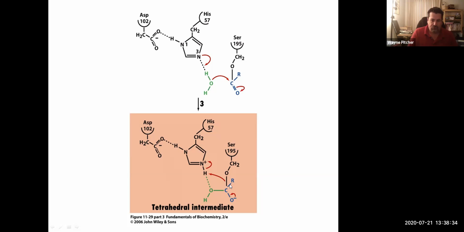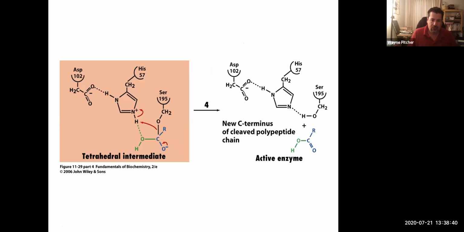Now, these red arrows show the final step, and that is the loss of the other half of the cleaved protein, and this part was from the old protein that we started with. We'll regenerate our serine, and so our enzyme's back to what it was. It's a catalyst. It's neither consumed nor destroyed in the reaction. And now we've got the other half of our protein. That can repeat over and over again.